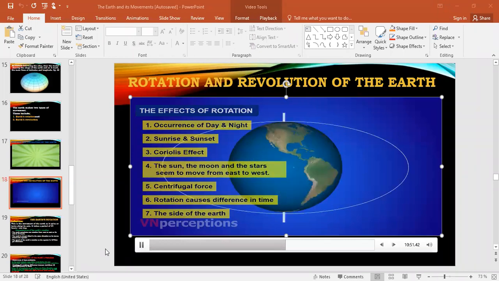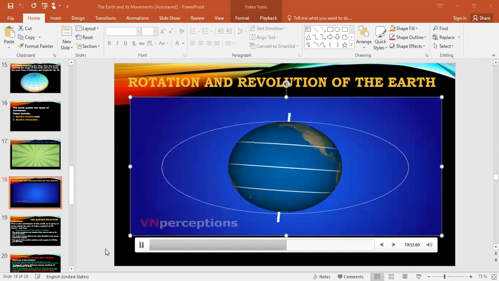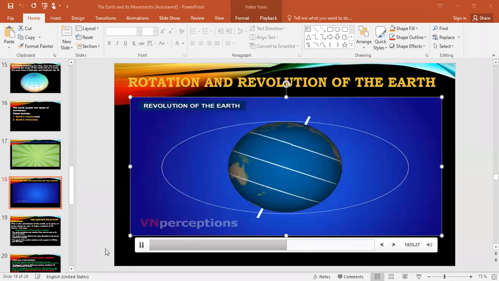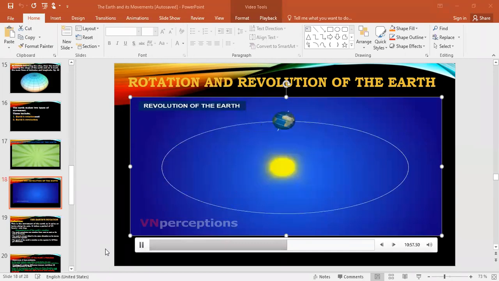Now we have seen that the earth is spinning around its own axis, and this axis is tilted. With this tilted axis, when the earth revolves around the sun in an elliptical orbit, that is the orbit that appears like an ellipse. Ellipse means an elongated circle. So when the earth is revolving around the sun in an elliptical orbit, we call it revolution of the earth. And this leads to various phenomena.